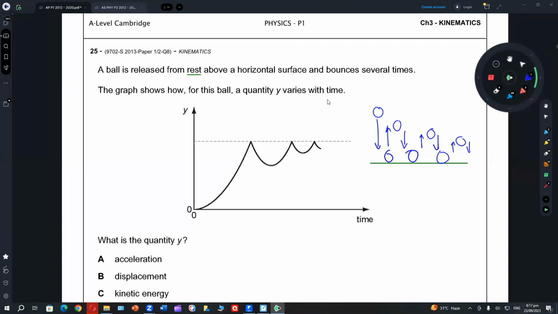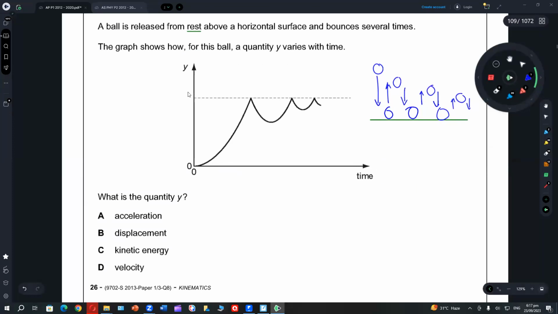Now, the options are tested by the logic of the diagram. What is the quantity y? The graph shows, number one, the value is not going negative. The graph is fully positive. Secondly, the graph shows that the value every time is reaching a constant number, but it is not leaving zero. It means it is coming down.